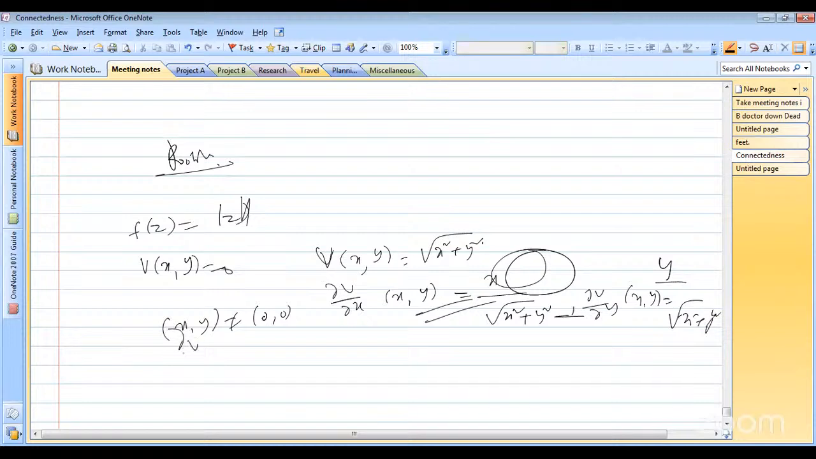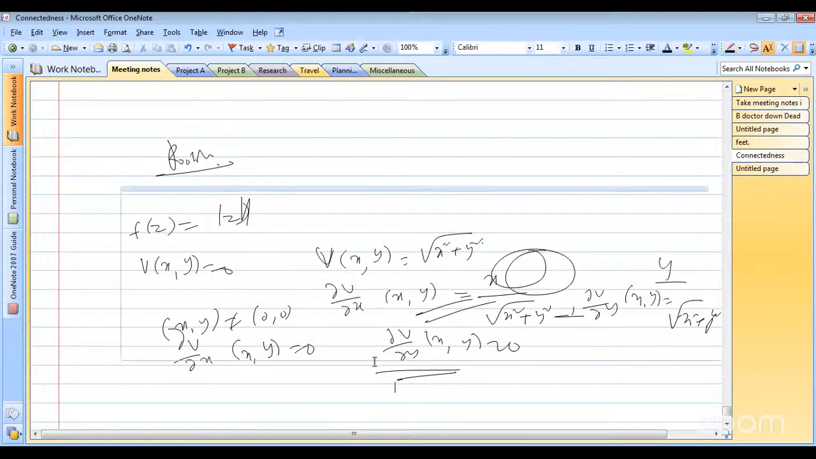So dou v by dou x of x comma y, and dou v by dou y of x comma y. The values below x and below y are both not equal, so the Cauchy-Riemann equations are not satisfied. Why? Because f is not differentiable here. So the Cauchy-Riemann equations have important theoretical consequences, which we are stating here.